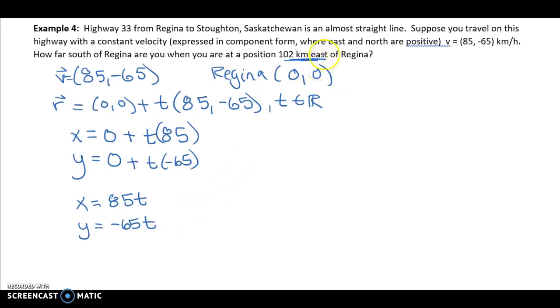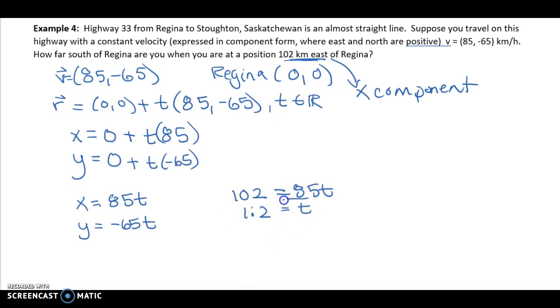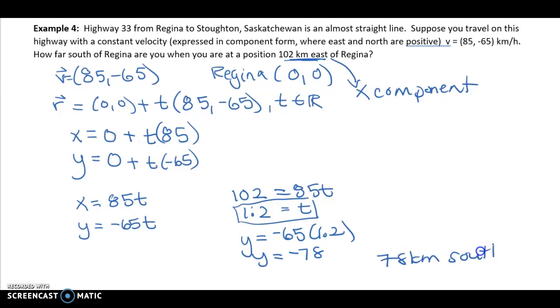So I can start with the piece that I know, because this is our x component. I can then sub that into 85t and solve for t, which then works out to be, the magic of math, 1.2. Knowing this, the time piece has to be consistent with both x and y. So to find y, we sub that in, negative 65 times 1.2, which then gives us a y value of negative 78. So they are 78 kilometers south of Regina.